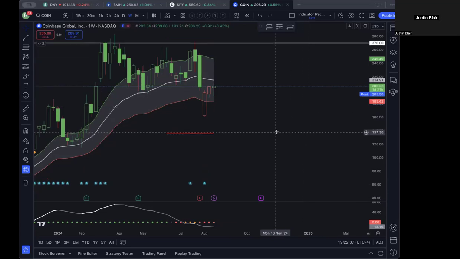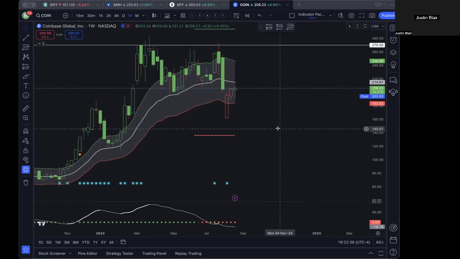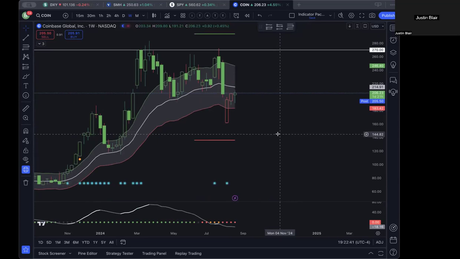And did you do that because as it gets closer to the 21 EMA, you can get as close as possible? Yeah. So actually that's when I said to add.